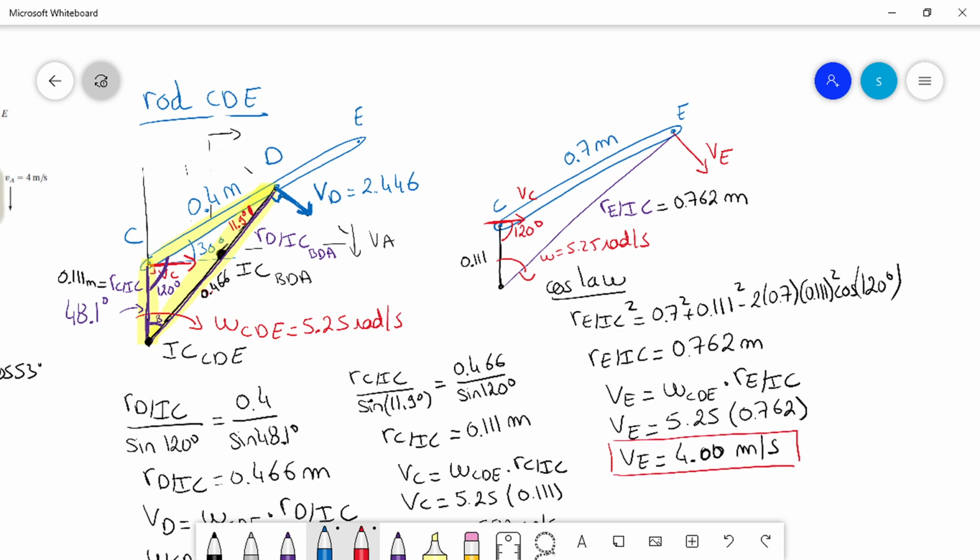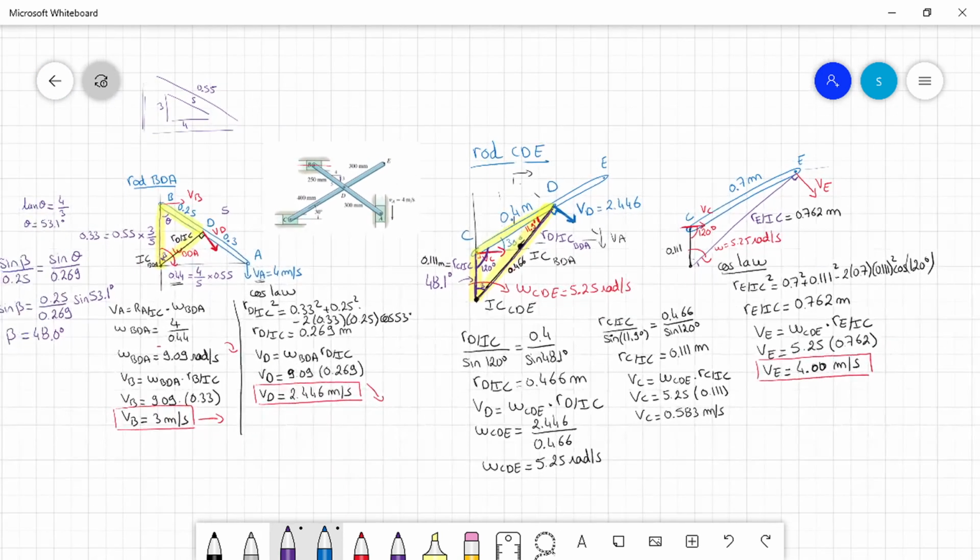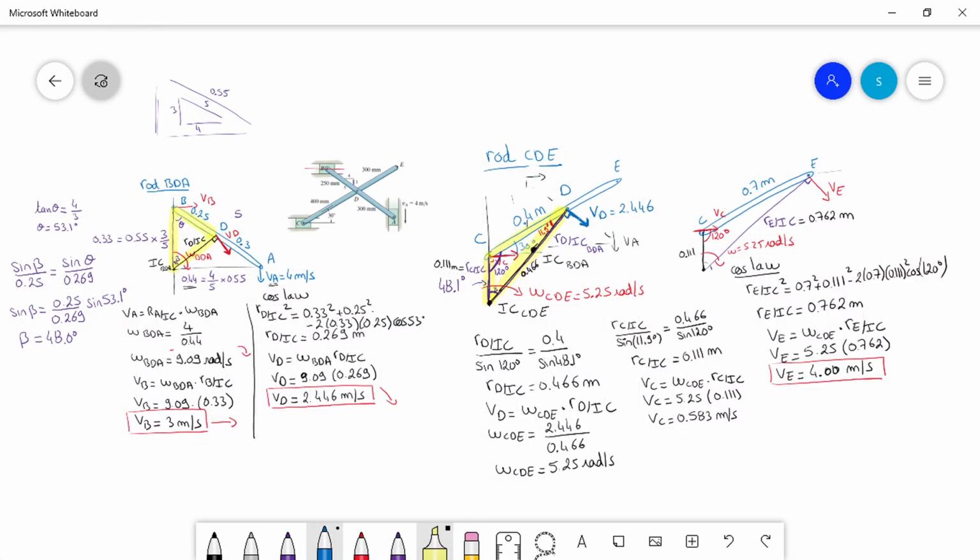If you want the direction, you need to find an angle there, and you can report the angle that you found for VE and use cosine and sine. So let's just come back 10 seconds on what we did. Okay, that's all the steps. We first use the rod BDA to find VA. We have VA, so we find omega, we find VB, and we find VD. In the second step, we use VD to find omega CDE and VC. And with the omega, we finally find VE.